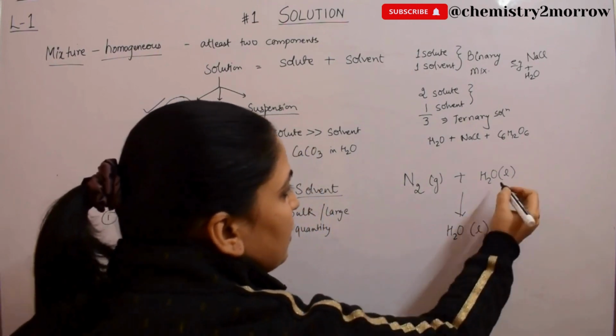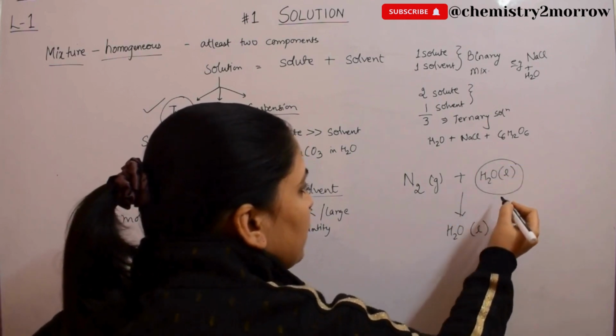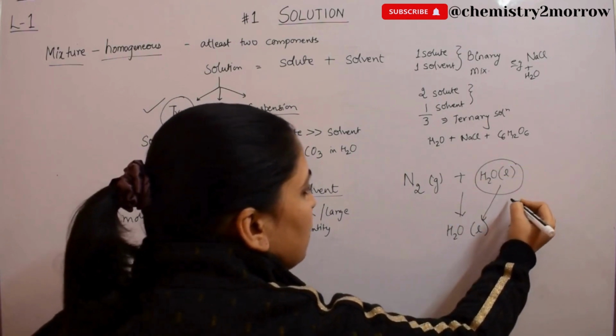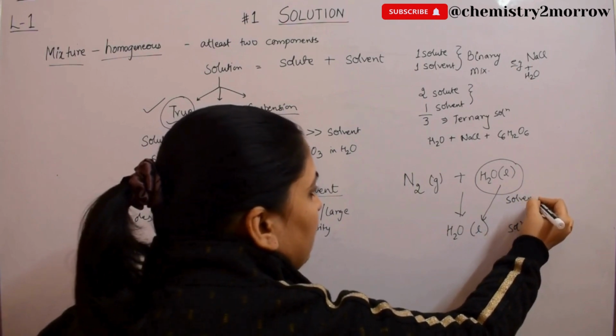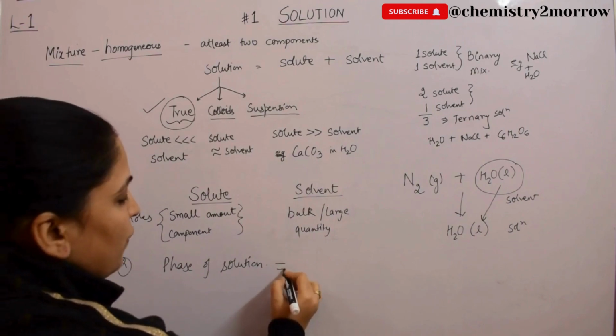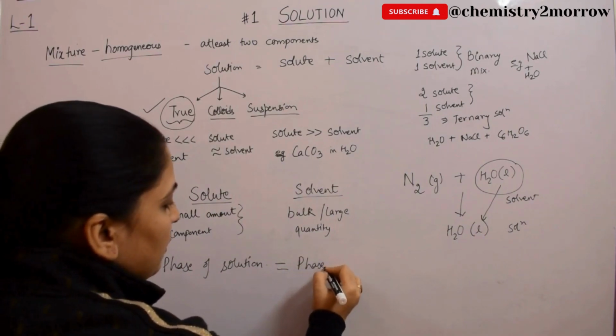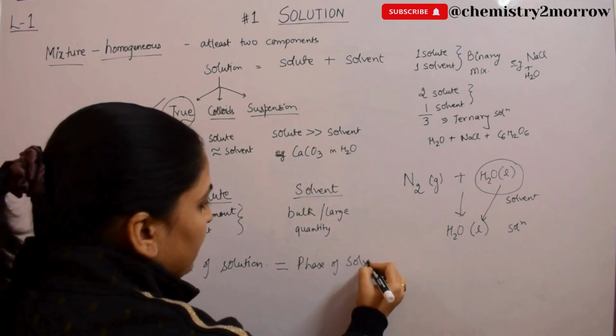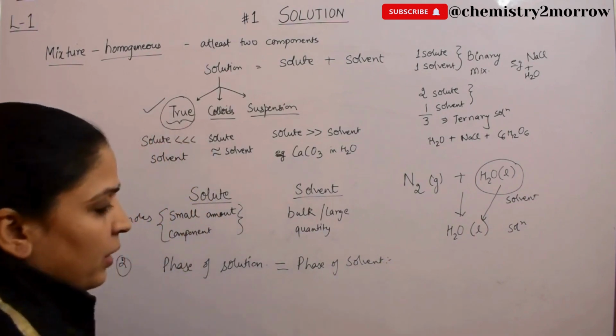So in this case, water, which has the same phase as that of solution, will be the solvent. So basically in case of solution, the phase of solution is always equal to the phase of solvent. So where does this apply?